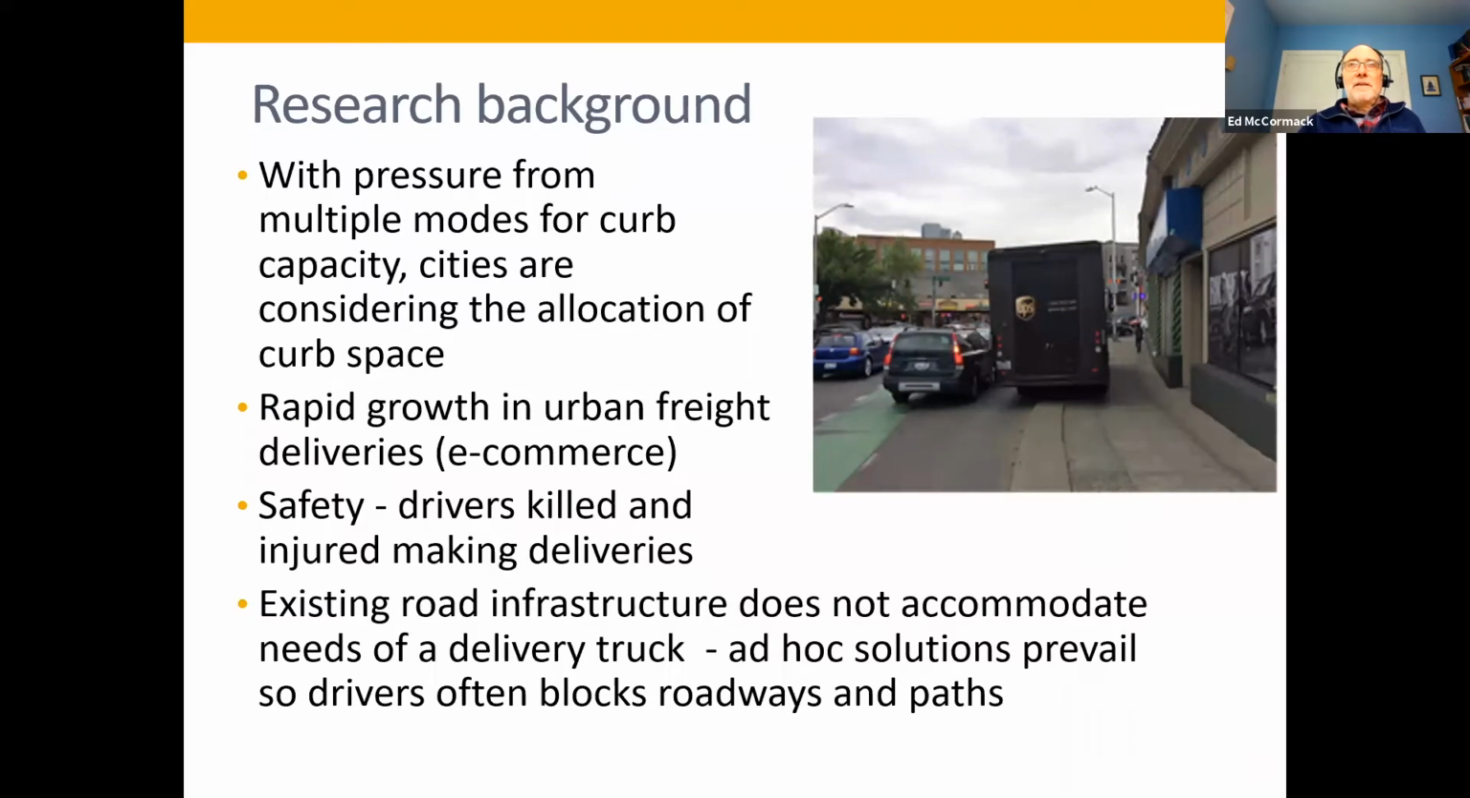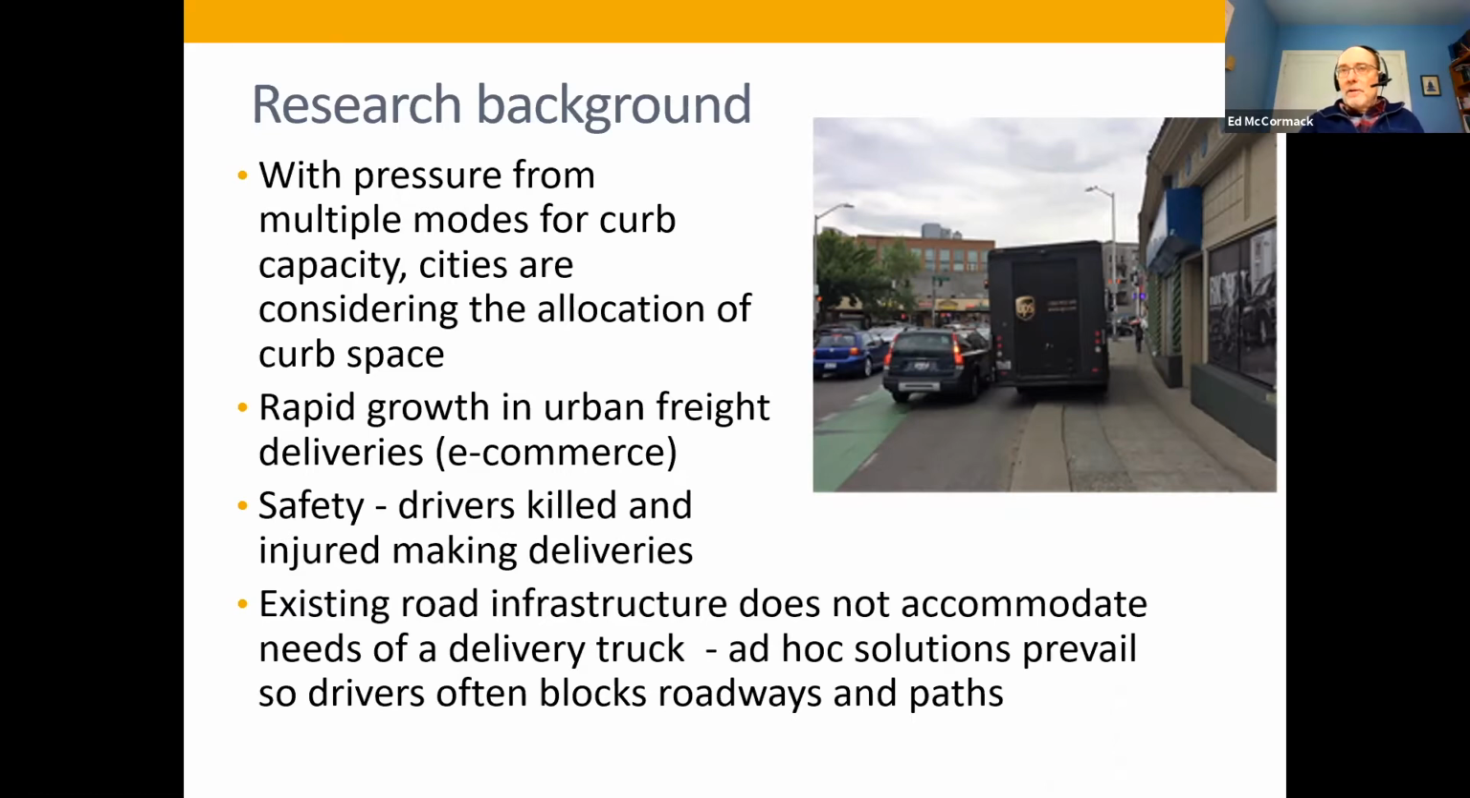So the cities are starting to give quite a bit of consideration to the allocation of curb space, and there's a lot of people that want that curb space. Not only is there the freight folks, there's the Uber and Lyft folks who want to use it to drop off people. Transit wants bus stops. Taxi folks want it. People want to park to go shopping. And there's just pressure on curb space, and it's gotten a lot worse with the rapid growth of e-commerce.